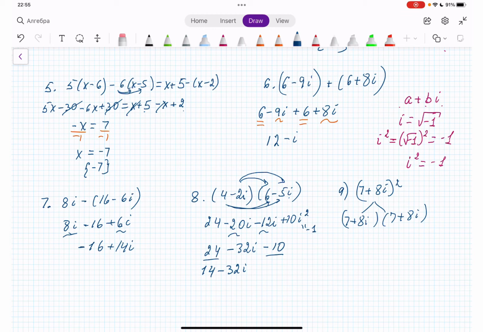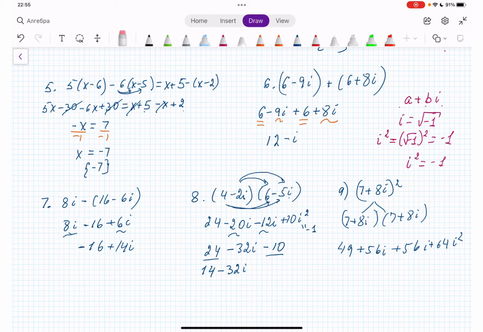Let's do it then. So 7 times 7 is 49. 7 times 8i is going to be 56i. Next, 8i times 7 is going to be plus 56i. And 8i times 8i is going to be plus 64i squared. Yes? Okay, let's combine like terms.